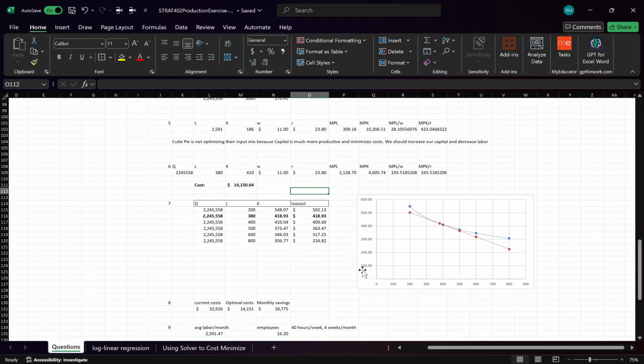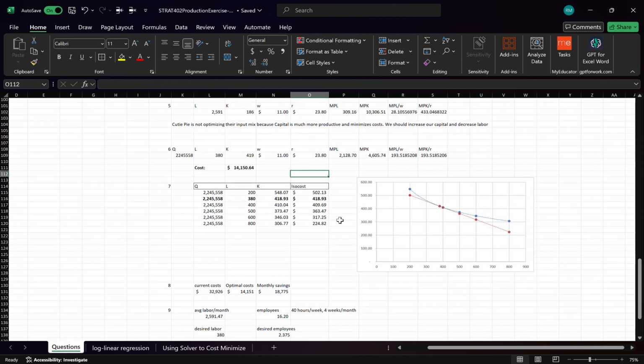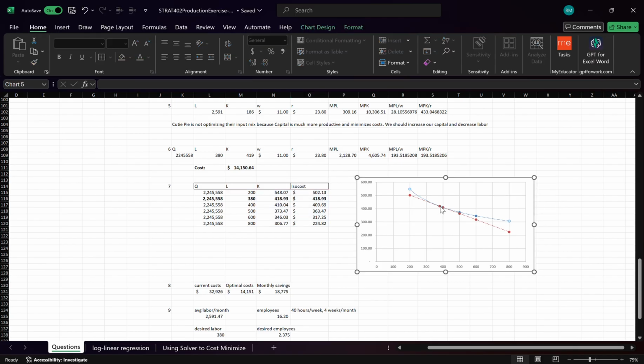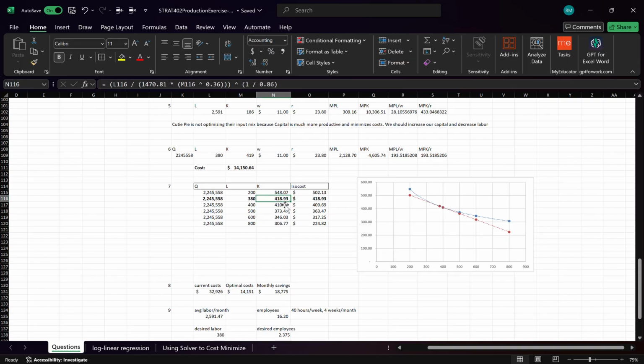And then for number 7, we want to plot the isocost with the isoquant, and it works because you can see the minimum of the isoquant hits the isocost directly, and that's right there where these ones hit. So right there is where the minimum cost is. You see how this matches up directly. So that right there makes sense.